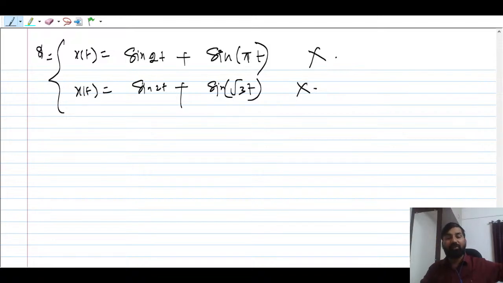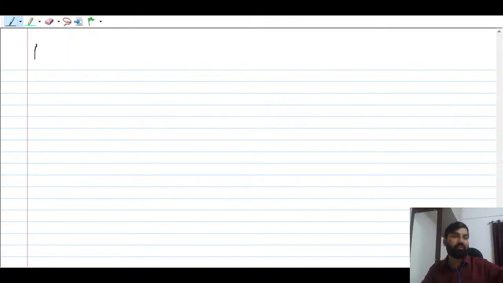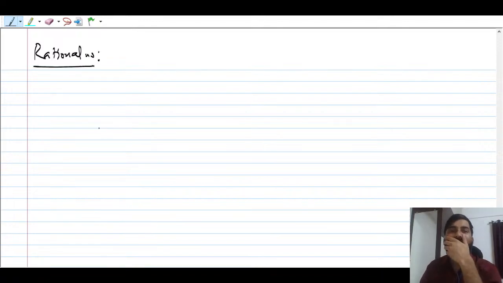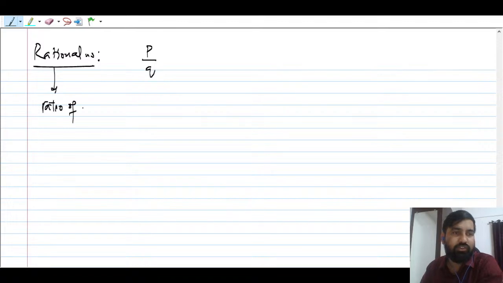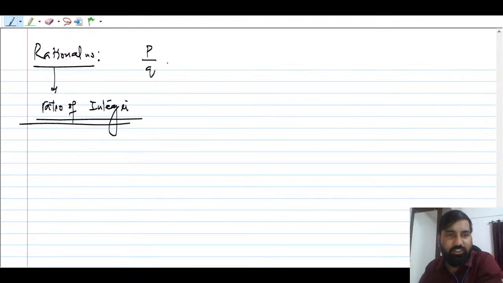Now you need to understand what a rational number is. What is the definition of a rational number? This is very important. A rational number is nothing but any number that can be written in this form, ratio of integers. So p by q, where q should not be equal to 0, right?